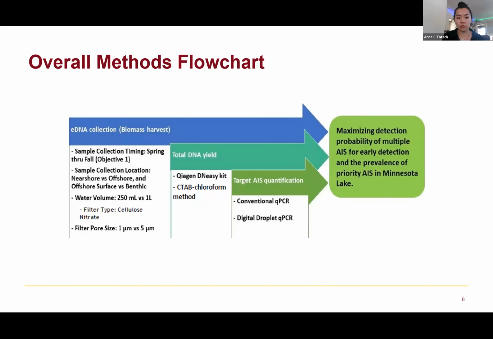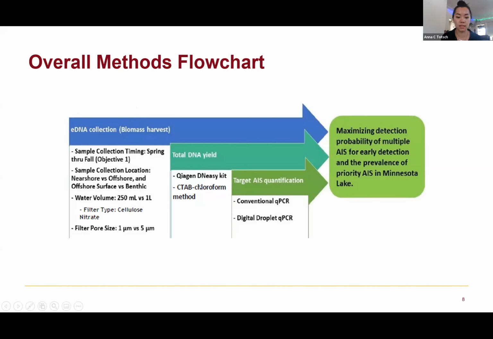This is an overall method flowchart of what we are currently doing. For the eDNA collection, we've already sampled a bunch of lakes this past summer. We'll be going back to sampling this coming summer. We did a bunch of nearshore versus offshore and benthic, and then we did the water volume, the filter type, and the filter pore size. I'm currently at this point around here.